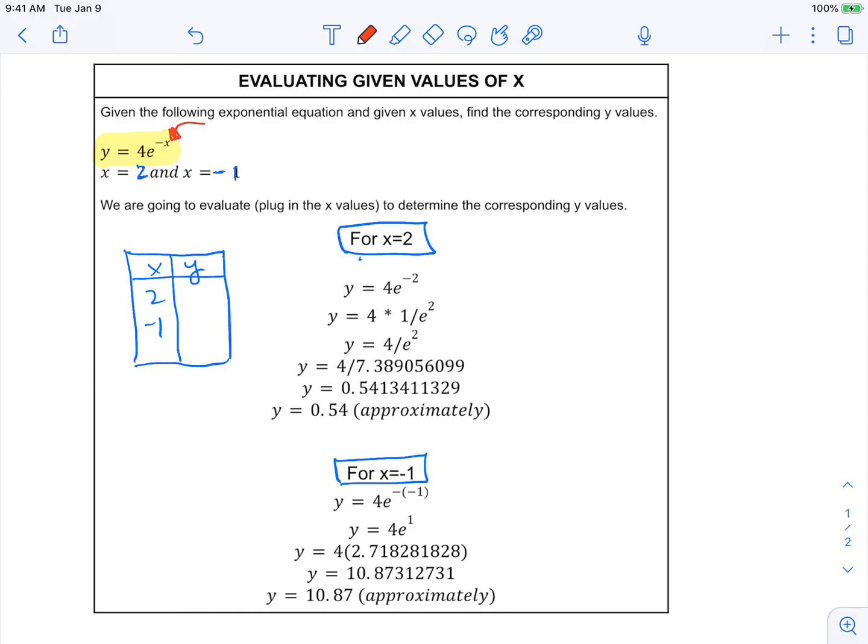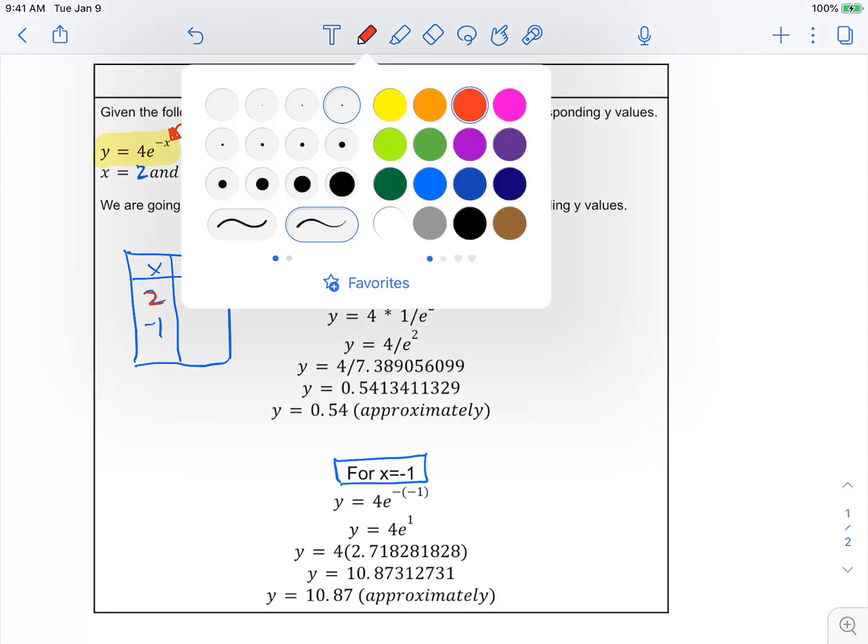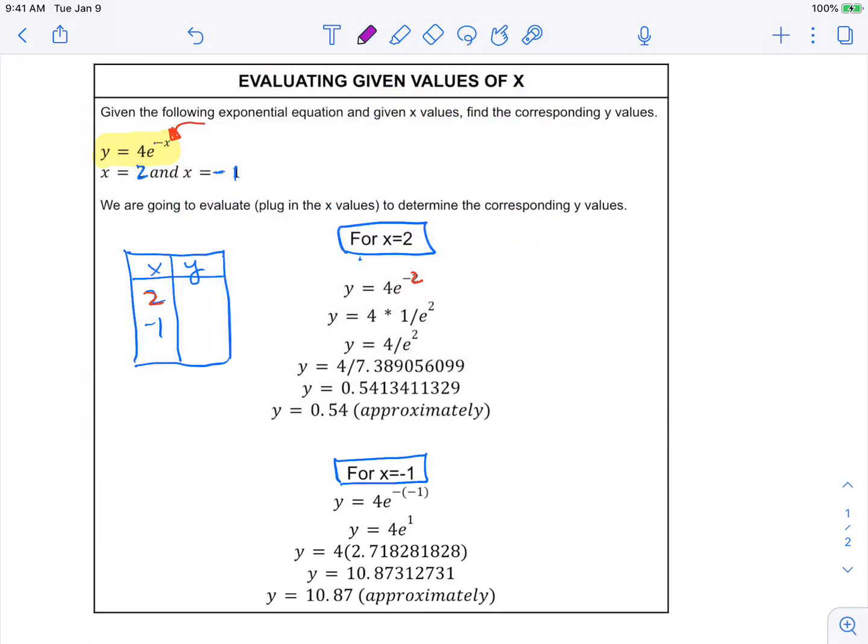So when I start with my x equals 2, I plug in 2 for my x, but this negative right here, we'll use purple, this negative right here, that was already there. So I'm going to leave that there. And what that means is that I need to move my e to the denominator, because negative powers mean that I need to rewrite it as a fraction. So I'm going to take this and rewrite it as a fraction, which gives me that. When I take my power of -2, it goes into the denominator, and now my power is positive.